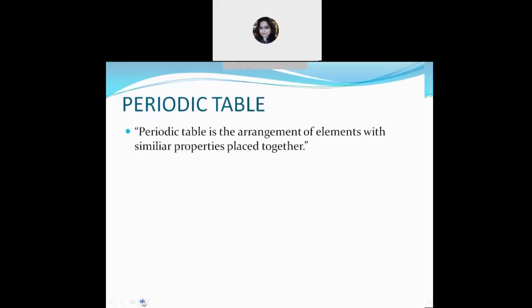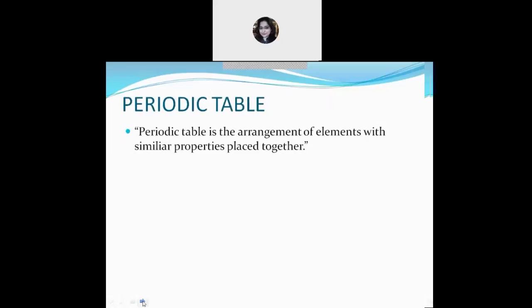However, the situation became difficult with the discovery of a large number of elements in the later years. So at this stage, scientists felt the need of some simple method to facilitate the study of the properties of various elements and their compounds. After several attempts, the scientists were ultimately successful in arranging the elements in such a way that similar elements were grouped together and different elements were separated.